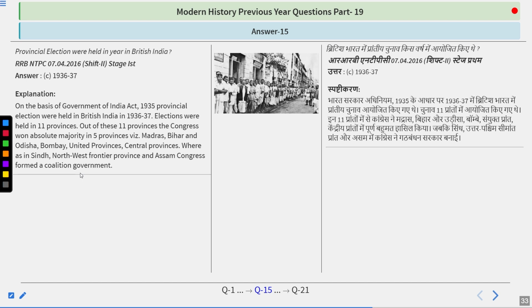whereas in Sindh, Northwestern Frontier Province, and Assam, Congress got a coalition government, that is, along with the Muslim League and other parties. So the people of India were elected in 8 provinces out of 11 at that time. So the elections happened in 1936-37.